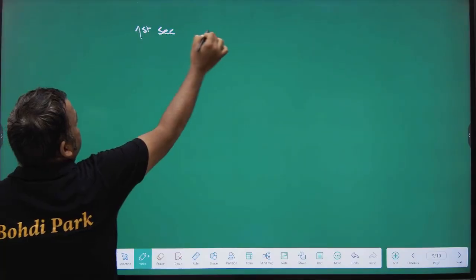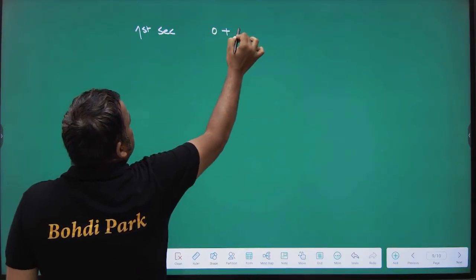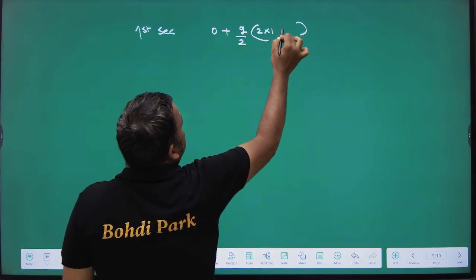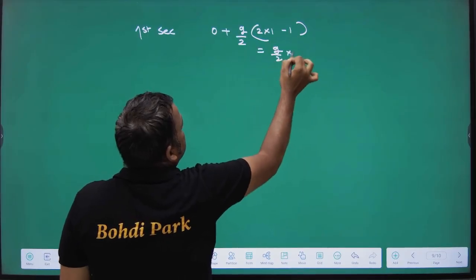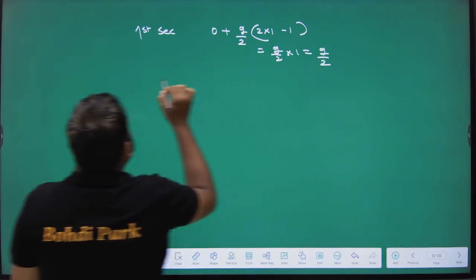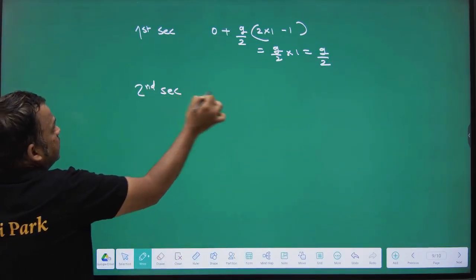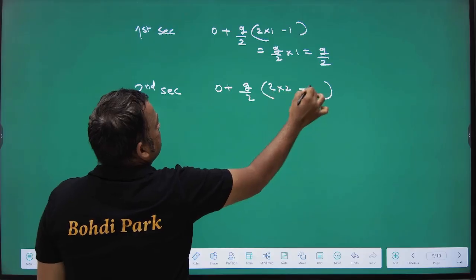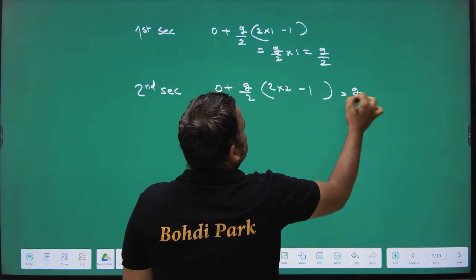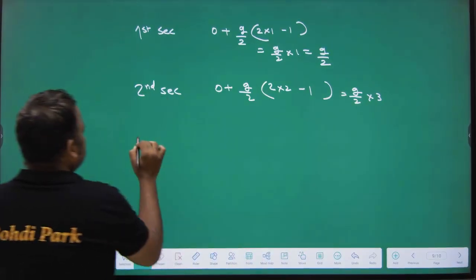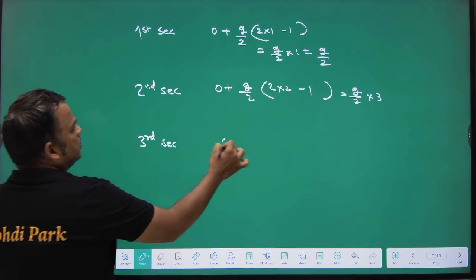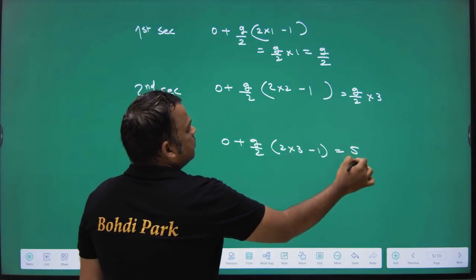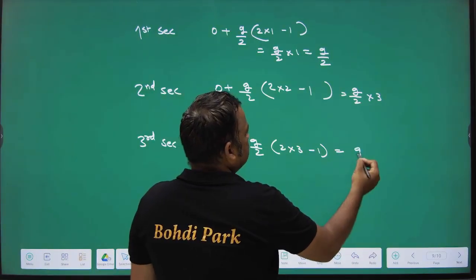So in the first second it will cover, u is 0, so 0 plus a by 2 into 2n minus 1, so 2 into 1 minus 1, that is equal to g by 2 into 1, so g by 2. In the second second it will cover 0 plus g by 2 into 2 into 2 minus 1, so that is equal to g by 2 into 3. And in the third second it will cover 0 plus g by 2 into 2 into 3 minus 1, which is 5g by 2, or g by 2 into 5.